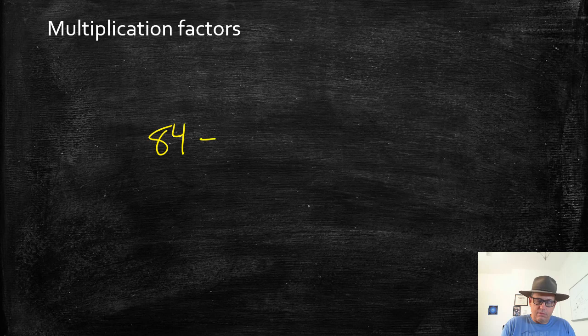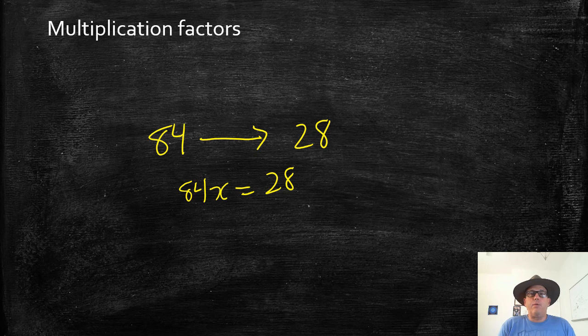84 to 28. Okay, it should be obvious it's not a whole number. It should also be obvious that this is going to be a fraction between 0 and 1, right? 84 times 0 is 0. 84 times 1 is 84, which is too big. So we're looking for something between 0 and 1. Now, if we were doing algebra, this is really saying 84 times what is 28? And how do we work that out? We divide both sides by 84. We get 28 over 84, right?